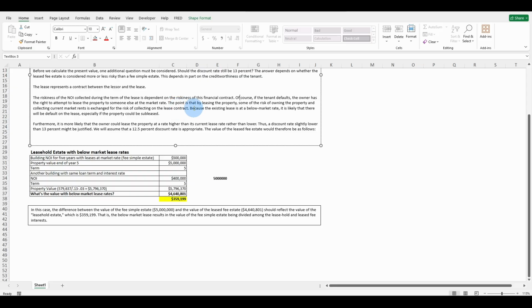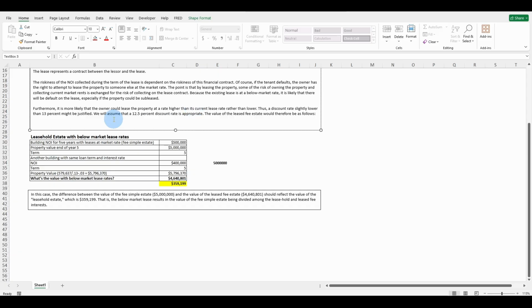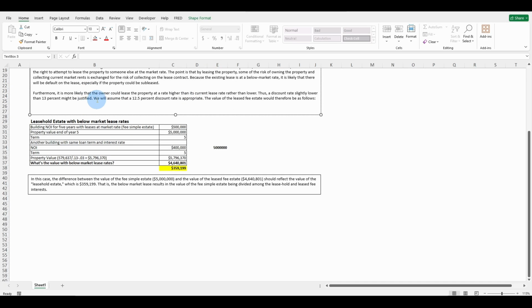Because the existing lease is at a below market rate, it is unlikely that there will be a default on the lease, especially if the property could be subleased. Furthermore, it's more likely that the owner could lease the property at a rate higher than its current lease rate rather than lower. Thus, a discount rate slightly lower than 13% might be justified. We will assume that a 12% discount rate is appropriate.